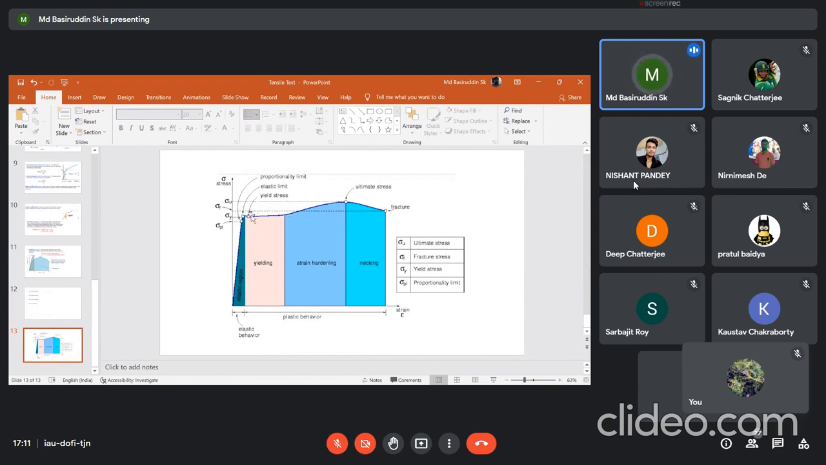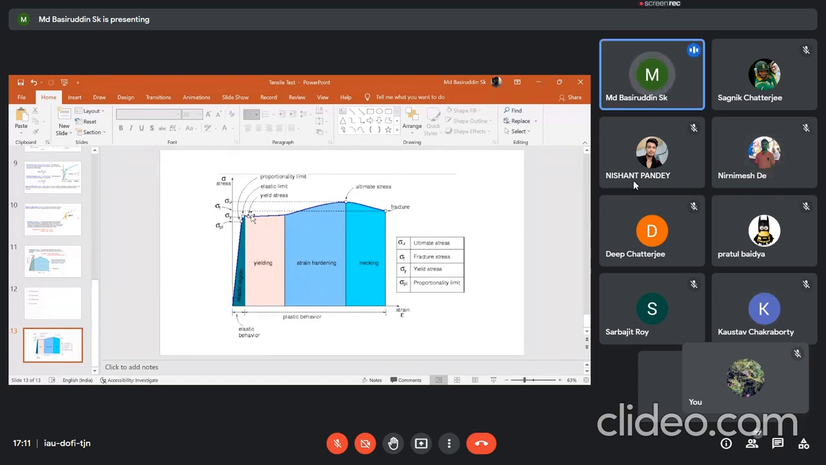So here, why is the load not actually increasing? What kind of deformation mechanism is actually happening? Do you know that? Hello. So can you please repeat, sir, one time?